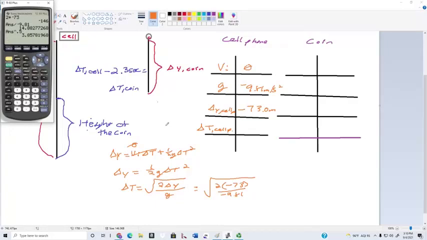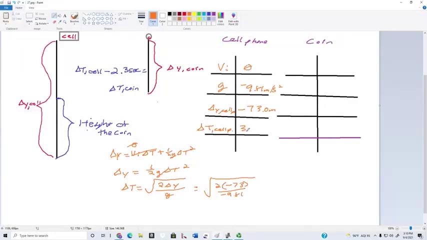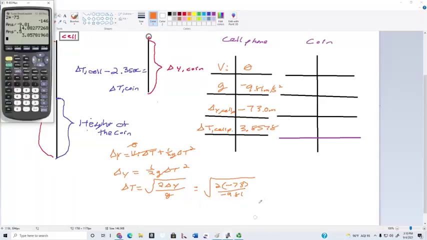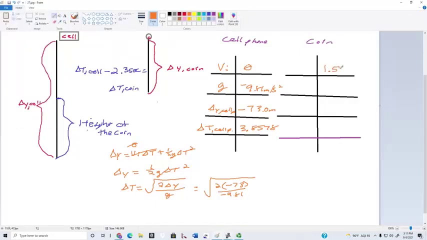That gives 3.8578. I'm going to go with four digits because these are intermediate steps. Really I didn't need that, because now that I think about it, all I'm doing is subtracting from it. So we subtract 2.3, and that gives us 1.558 seconds. That is my delta t of the coin.